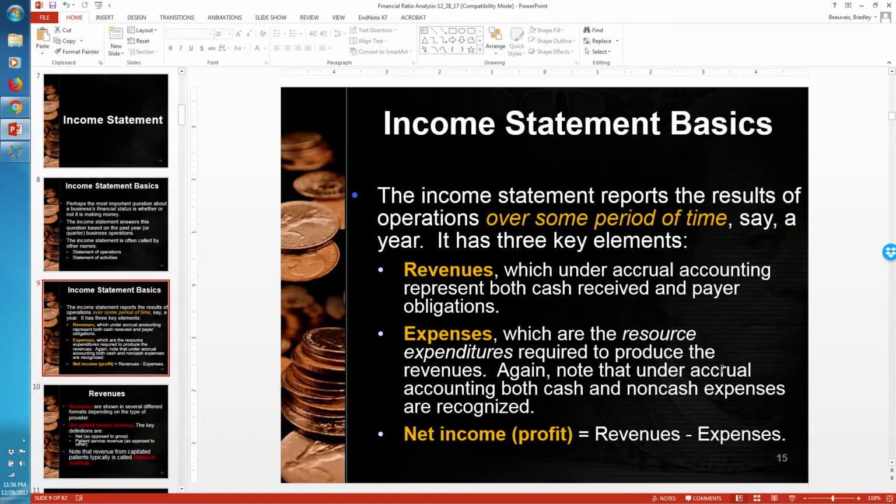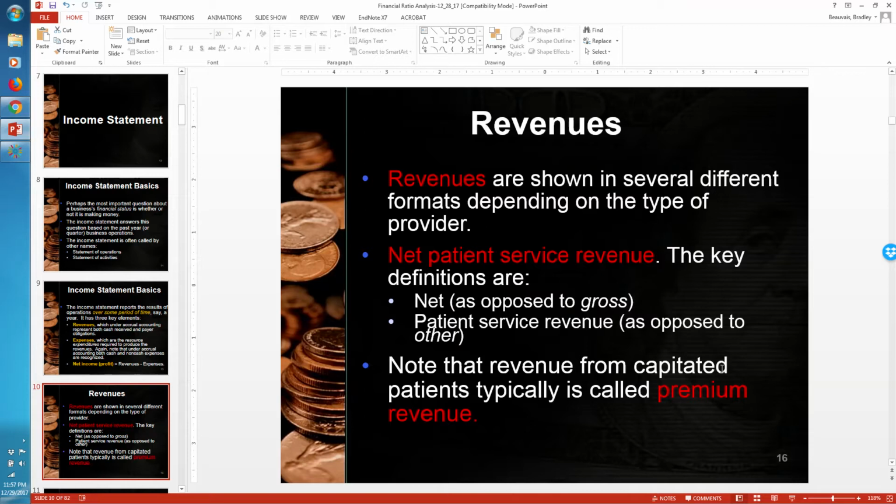Okay, so from a very basic standpoint, we're talking about the results of operations over a period of time. And really, from a purely basic standpoint, we're talking about revenues over expenses. If revenues exceed expenses, we have, thanks be to God, net income or profitability, right? When expenses exceed revenues, we have the direct opposite of that, or a net loss.